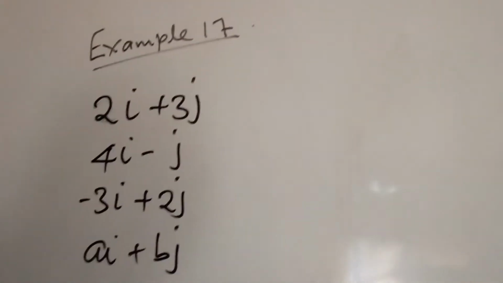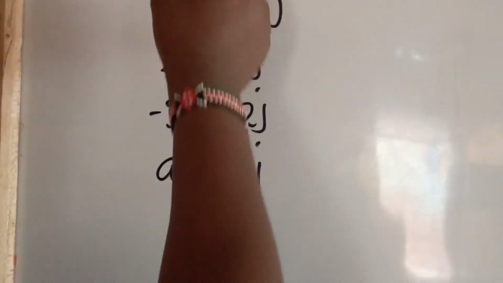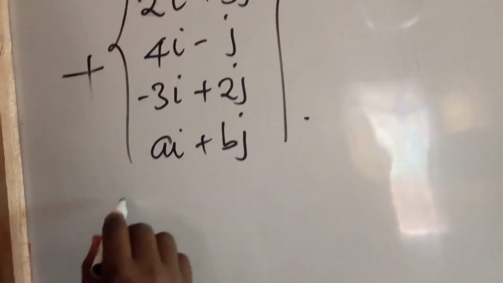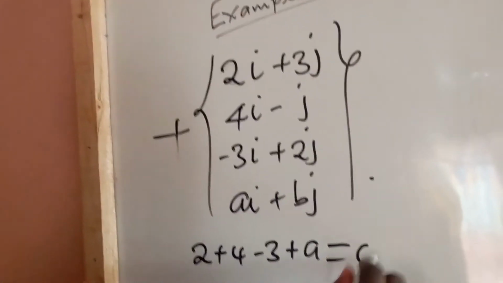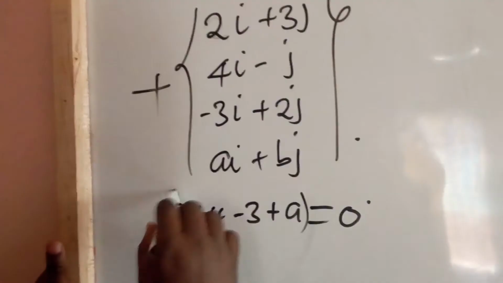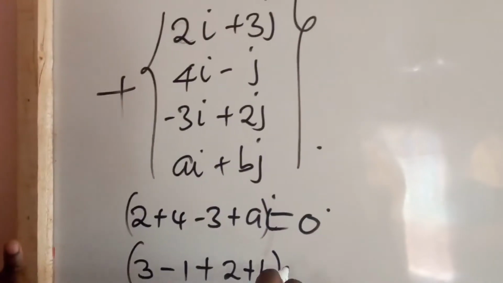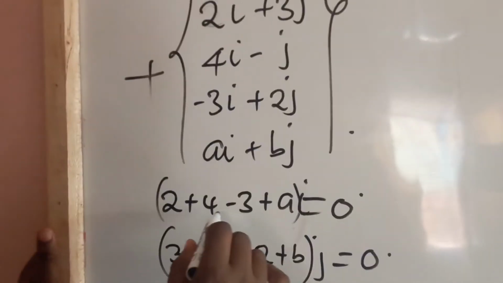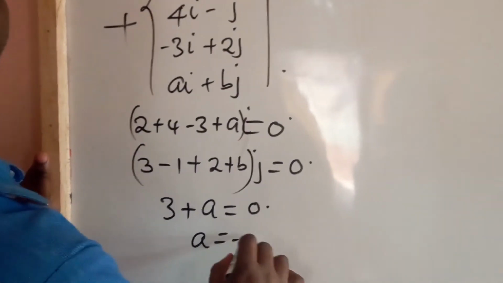One thing we must remember is that when all these forces are acting on a particle and the particle is in equilibrium, the resultant force will be equal to zero. What does this mean? If we are expected to add all the i's, we have 2 plus 4 minus 3 plus a, and all this should give us 0. Adding all the j's, 3 minus 1 plus 2 plus b, will also be equal to 0 because the resultant force is 0. What does this mean? 2 plus 4, that is 6, minus 3 is 3, plus a is equal to 0. So obviously a is equal to minus 3.